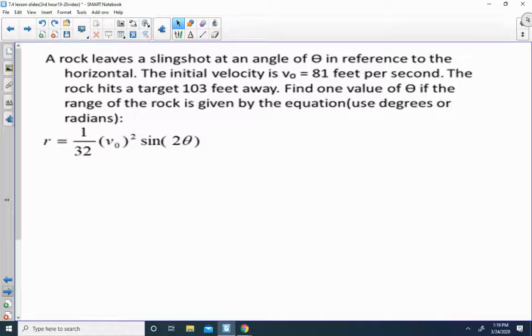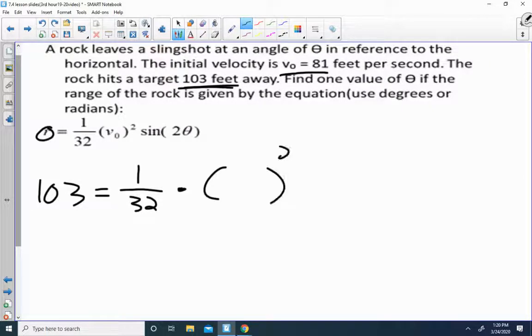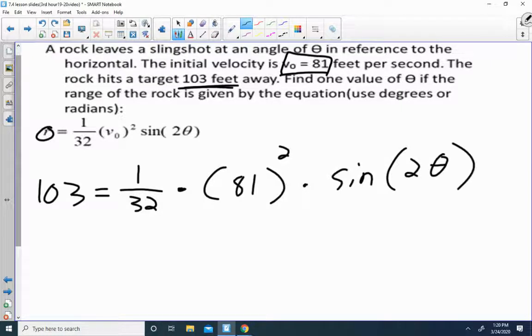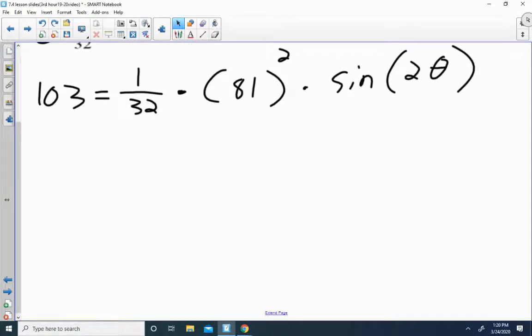So same equation, same problem, only this time the velocity is 81 feet, and this time the target is 103 feet away. So let's use that information and plug it into the equation. Our range, or our distance, is going to be 103. And then we're going to do 1 divided by 32, multiplied by the velocity squared, or your velocity is going to be 81. And that's still going to be multiplied by sine of 2 theta. Now from here, let's go ahead and simplify before we start complicating things. Let's first do 81 squared.